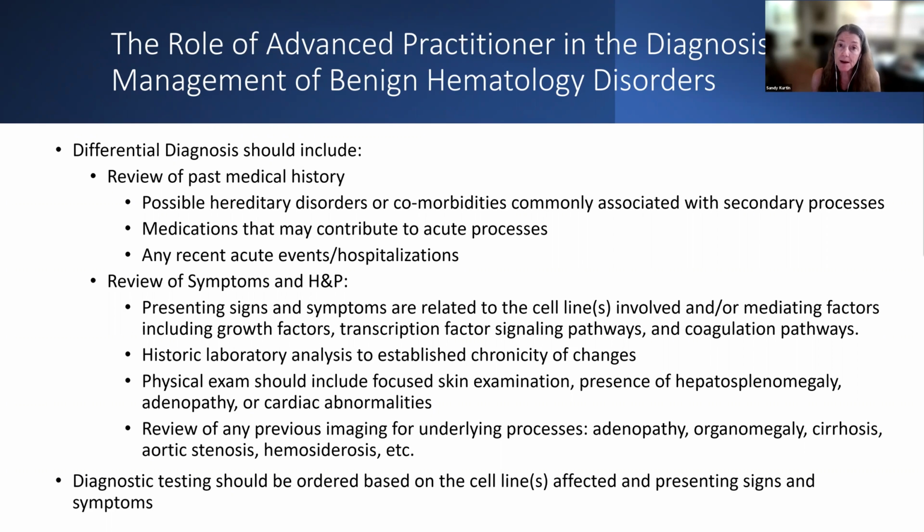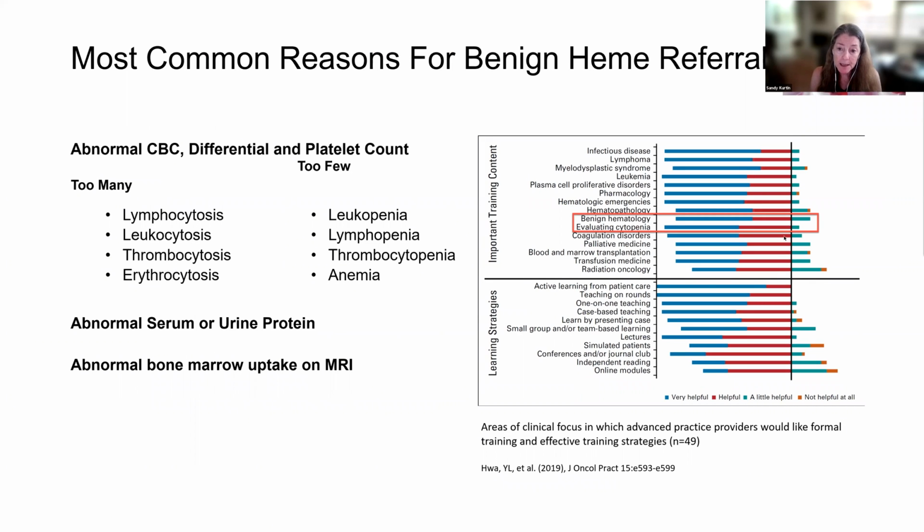And then are there other physical findings, adenopathy, hepatosplenomegaly and such, that might affect their blood counts? And hepatic cirrhosis is often a common problem here. And then we're going to order testing and do the workup according to what our suspicions might be. So the most common reasons for benign heme referral, this is a great paper looking at advanced practitioners in Mayo Clinic and looking at where they felt they needed more information about benign heme and how important that was in learning. But again, looking at too many, too few.